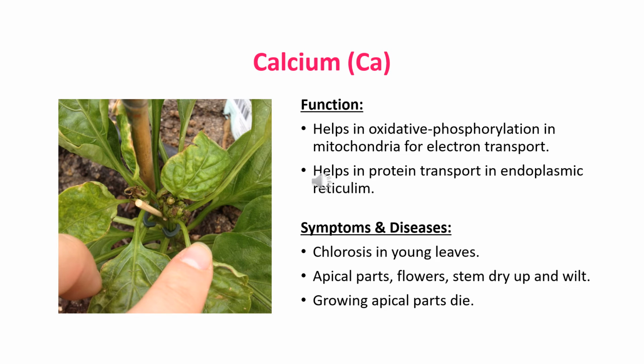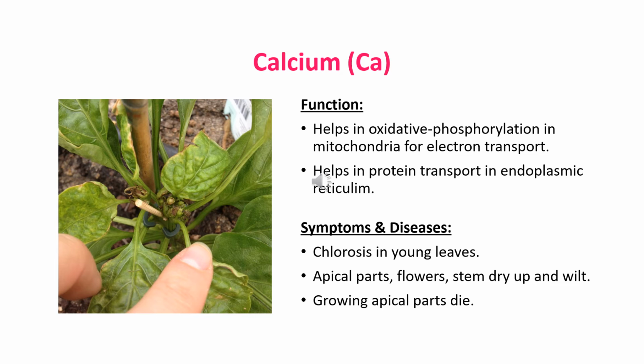another important component for the plant is calcium. It is very important for oxidative phosphorylation. What is oxidative phosphorylation? For respiration, the aerobic respiration process is completed following 4 steps, and the last one is the electron transport chain. Its other name is oxidative phosphorylation, and it takes place in the inner membrane of the mitochondria, where electron transport is very important to form ATP. So calcium is helping in that process.